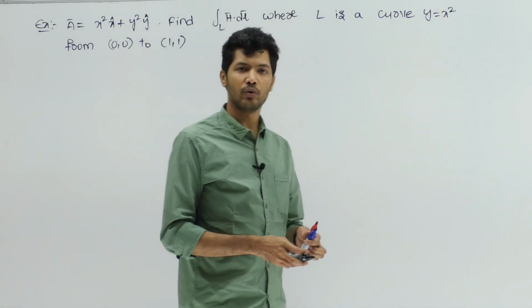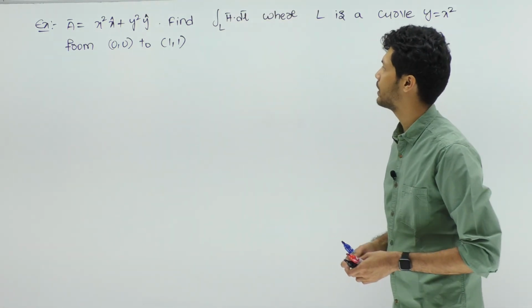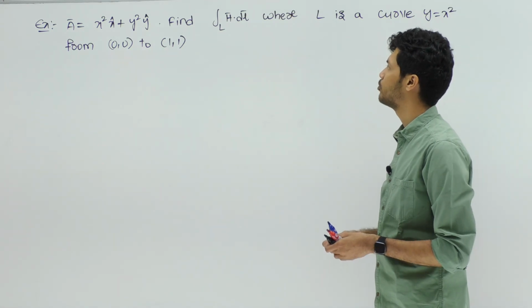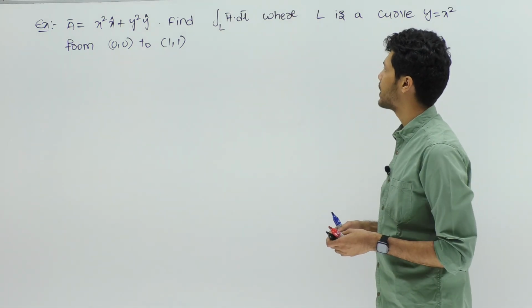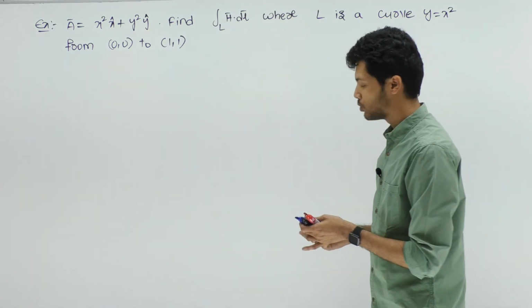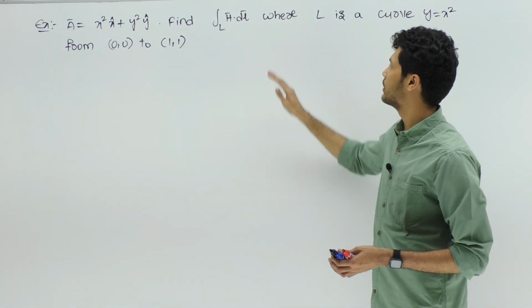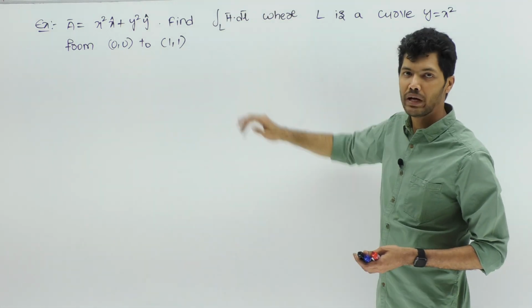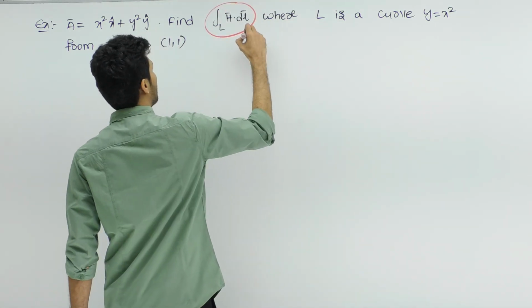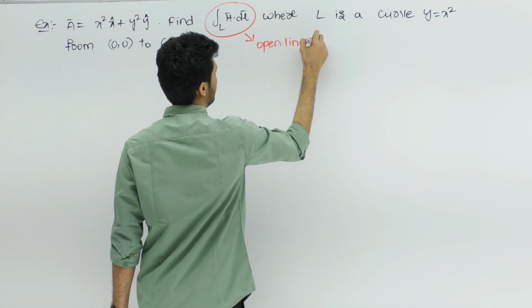Now let us look at one example to understand the concept of line integrals. We have a vector field which is A bar equal to x square x cap plus y square y cap. Now find the line integral of A bar dot dl bar taken along a particular path. If you notice, do we have a circle here? No. So the integration we have here is an open line integral.